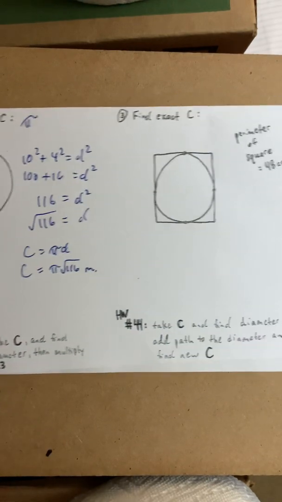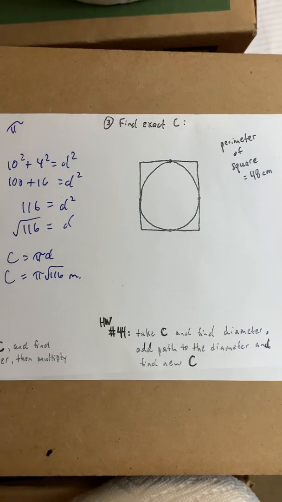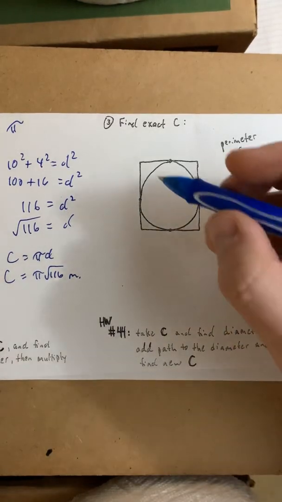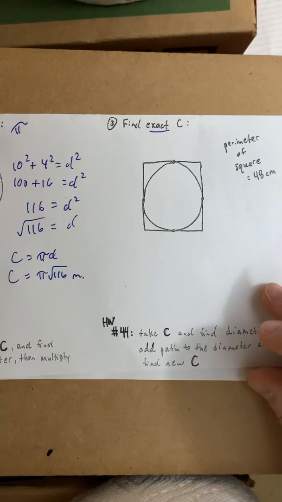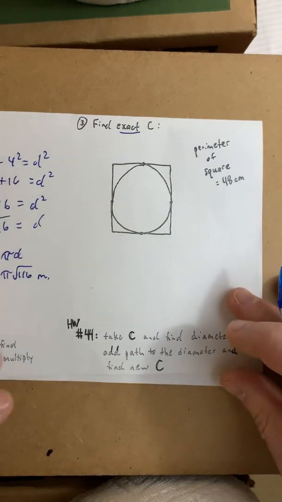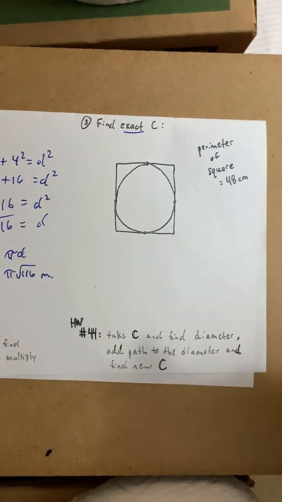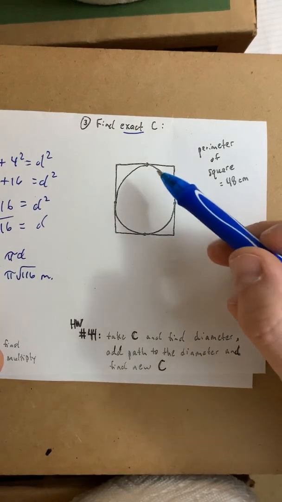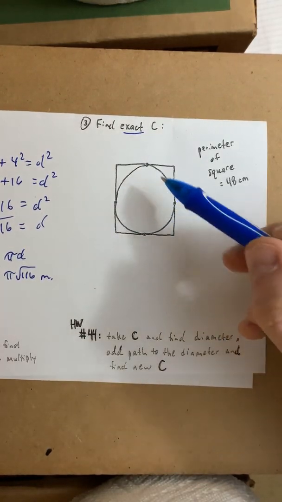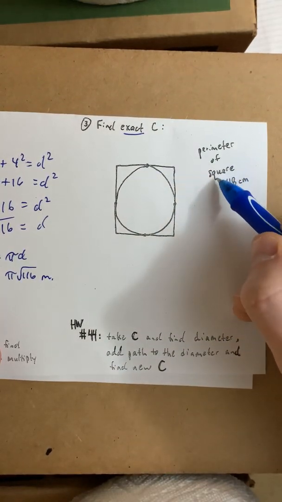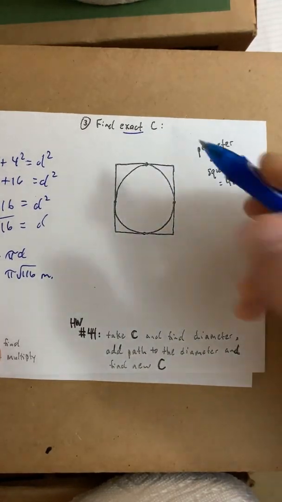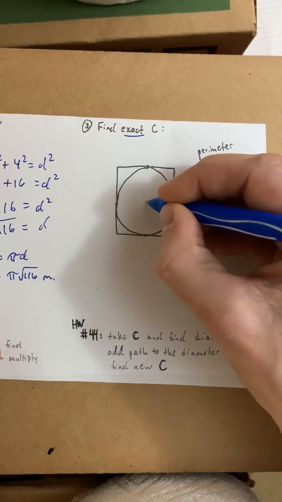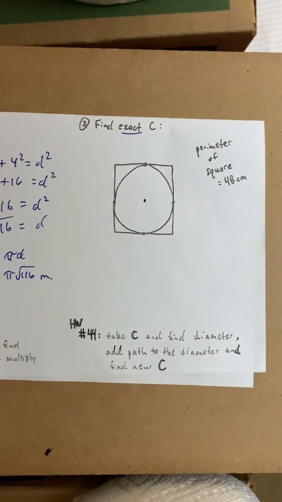All right, let's go to number 3, our last problem. We're going to find again the exact circumference. Let's see what we got here. We have a circle inscribed inside of a quadrilateral. Now it tells us that it is a square, so we know all four of these sides are congruent. Let's go ahead and put a center point in, just because we'll probably need a reference point there.